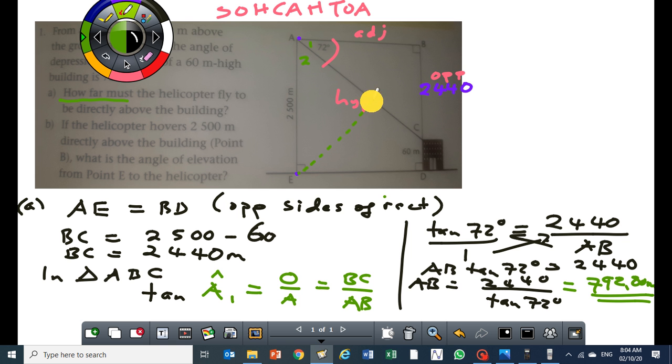Please assume that this is a straight line. It's not straight, but assume that it's a straight line. So we want this angle. That will be our angle of elevation from point E to B. So I can call it theta.